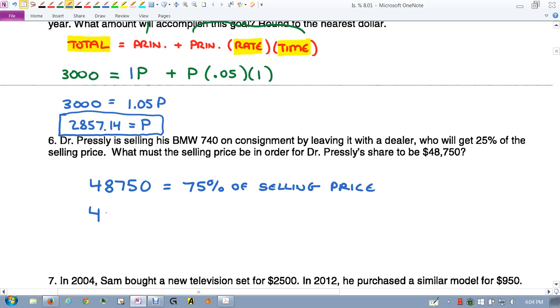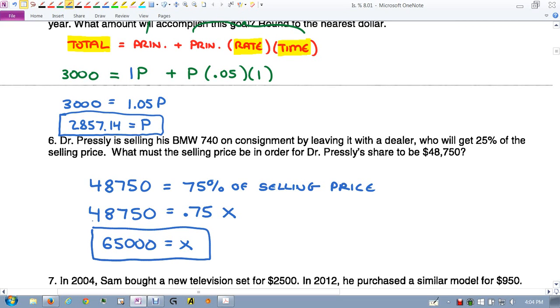So the selling price, let's just call it X. Convert the percentage to a decimal and just divide through here. 48,750 divided by 0.75, $65,000. I don't know why Dr. Presley's selling his BMW. Maybe because it's a BMW. You know? $65,000 is what he needs to sell it for to achieve his goal.